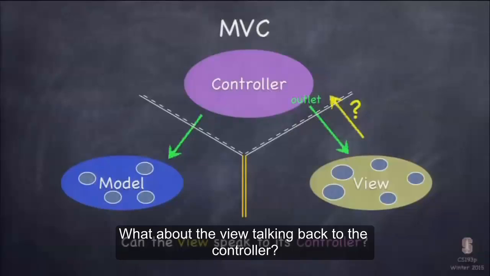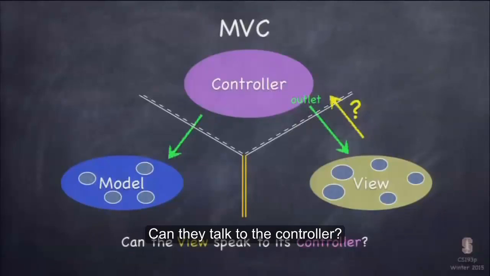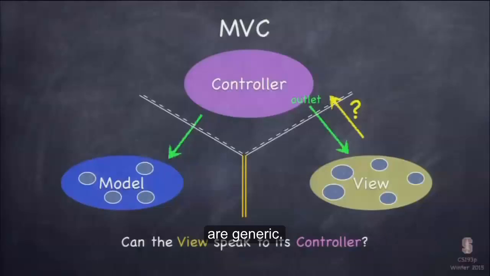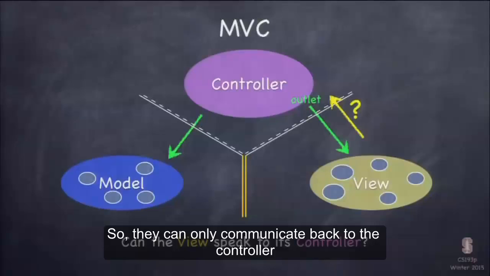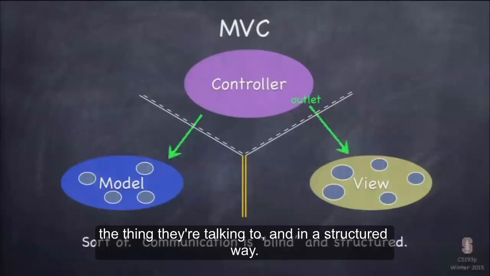What about the view talking back to the controller? You've got these generic view objects like buttons. Can they talk to the controller? Well, yes, they can, but they have to be careful because the view objects are generic. So they can't really know much about the controller. They can only communicate back to the controller in a blind way, where they don't know the class of the thing they're talking to.